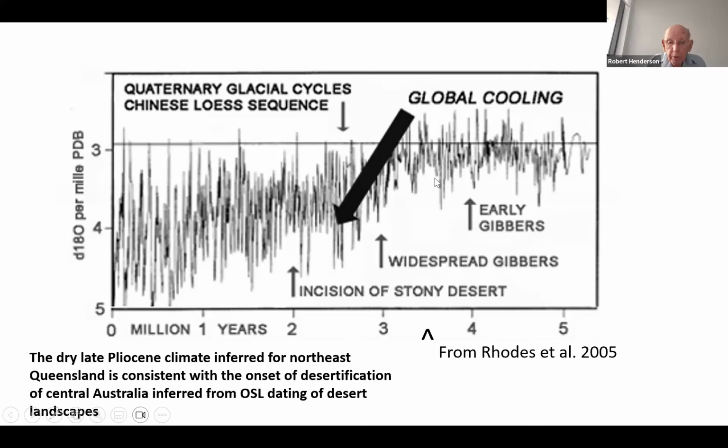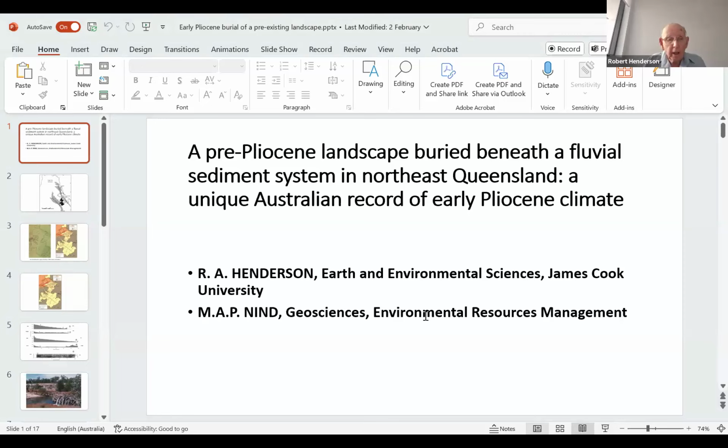So what we infer for that arid landscape subject to periodic flash flooding fits with what we know of Australian climate at that time. It's got a climate record which is fairly unique as far as I know in Australia, because I don't know anywhere else where that's actually been documented. So that's the end of the talk. If you've got any questions, perhaps I can have them.